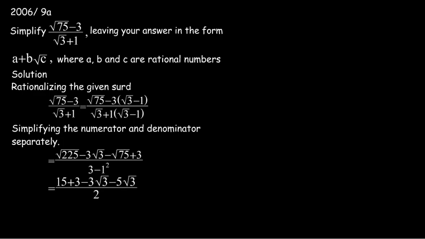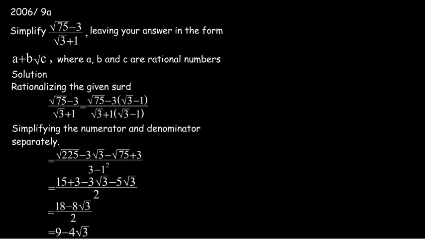it further will be equal to (15 + 3 − 3√3 − 5√3) divided by 2, which is equal to (18 − 8√3)/2. Now splitting into two different fractions, it will be equal to 9 − 4√3, because 18 divided by 2 is 9 and 8√3 divided by 2 is 4√3. So our final answer is 9 − 4√3, where a is 9, b is −4 and c is 3.